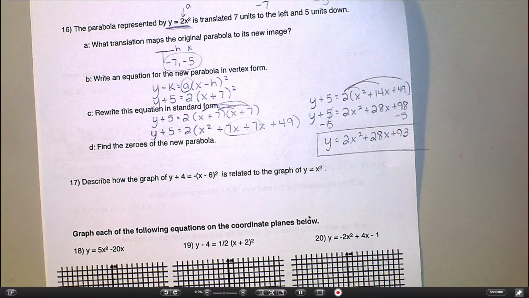Everyone okay with that process? Tedious, boring, not the most fun thing I've ever done, but not difficult, right? All right, D, find the zeros of the parabola. Zeros is another name for what? Roots. How do I find roots?